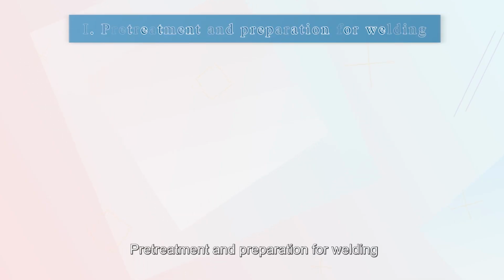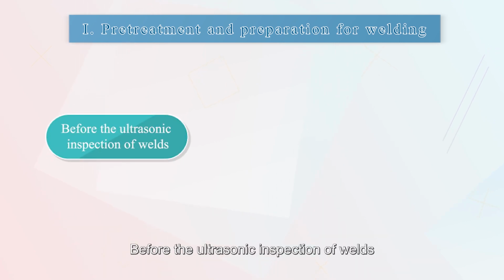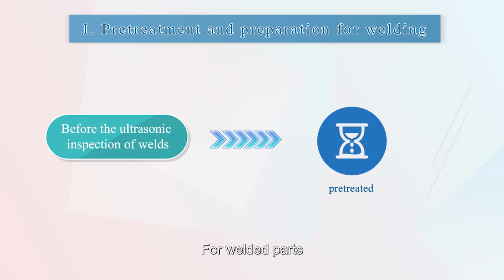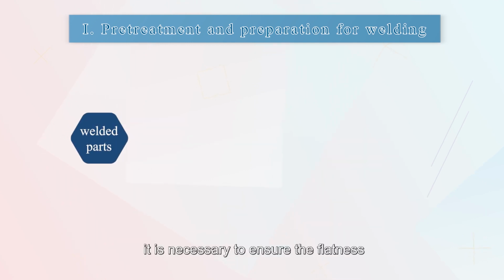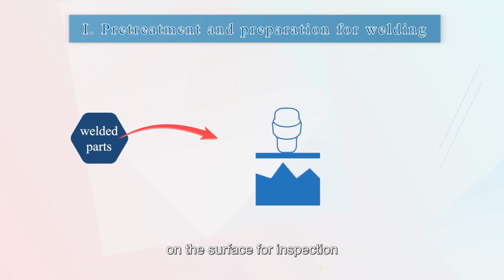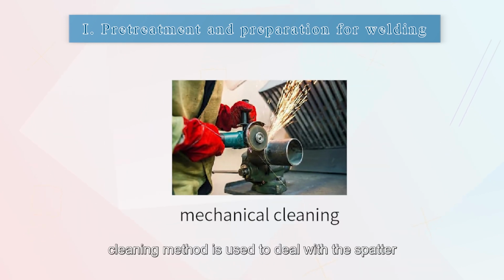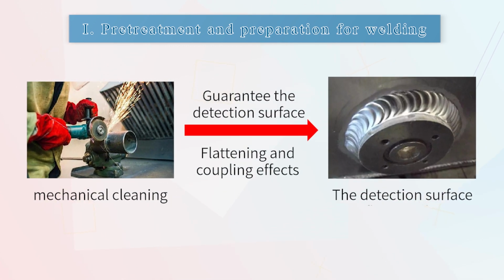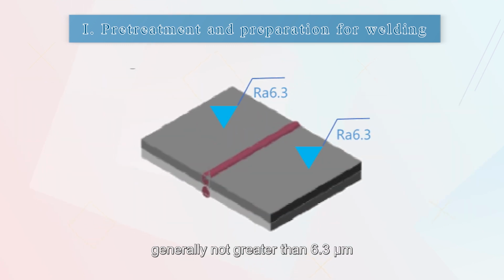1. Pre-treatment and preparation for welding. Before the ultrasonic inspection of welds, the workpiece to be inspected must first be pre-treated and prepared accordingly. For welded parts, it is necessary to ensure the flatness of the inspected surface so that the probe can be well coupled on the surface for inspection. Generally, the mechanical cleaning method is used to deal with the spatter, oxide scale, etc. And the roughness of surface is generally not greater than 6.3 μm.